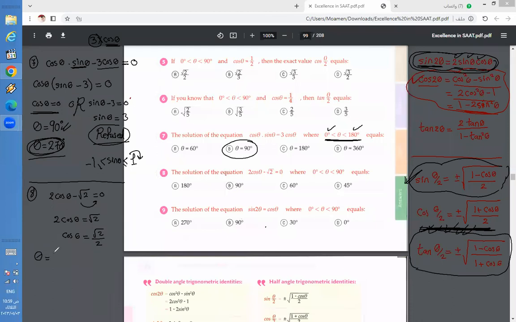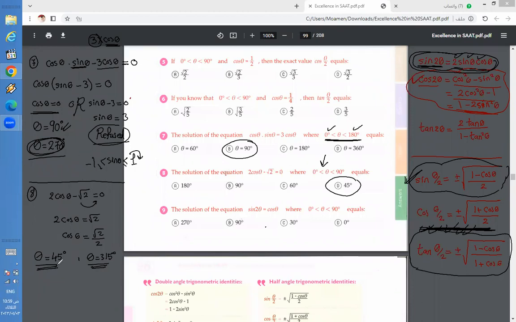45, yes. And the other will be 315, because cosine is positive in the first quad and in the fourth quad. So the result will be 45 and 315, but we work in the first quad only, so it's 45. This is the answer of number 8.